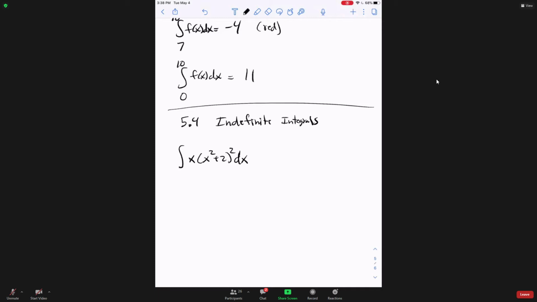The only way I know how to do this is to multiply this whole thing out, so then it will be a bunch of sums and differences. So I'm going to leave the x alone. Can you square x squared plus 2? Yeah, multiply x squared plus 2 times itself. You get x to the 4th plus 4x squared plus 4 dx. I multiplied that in my head at high speeds.